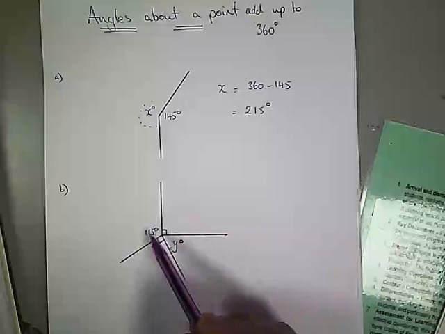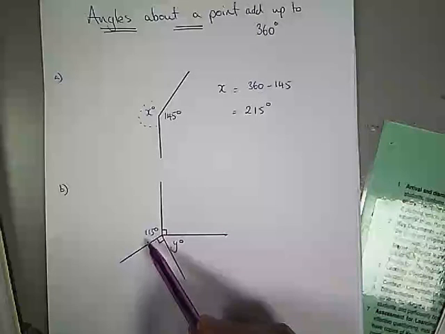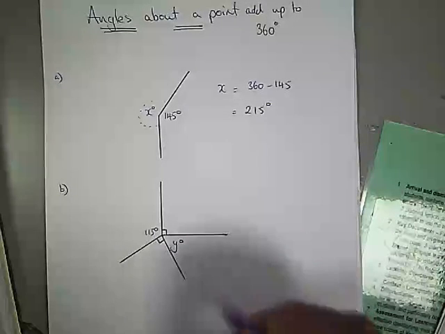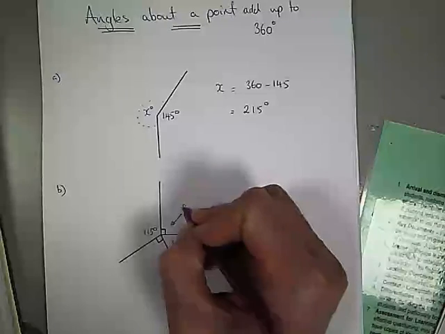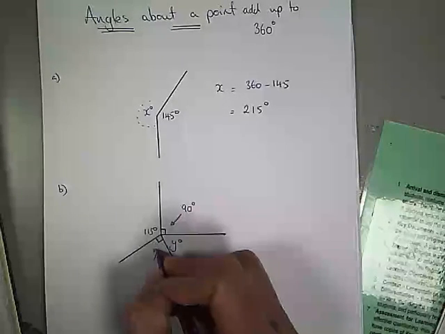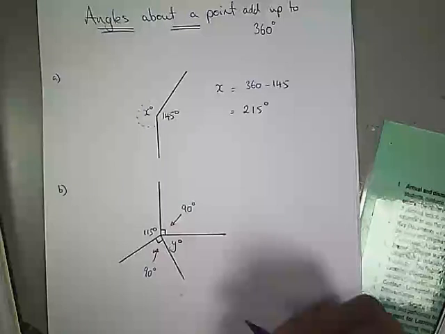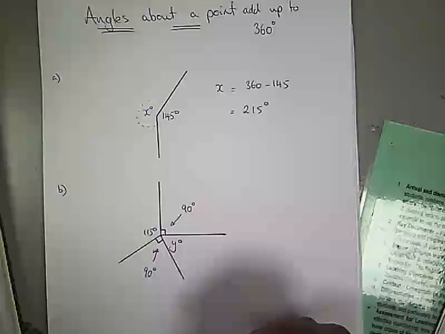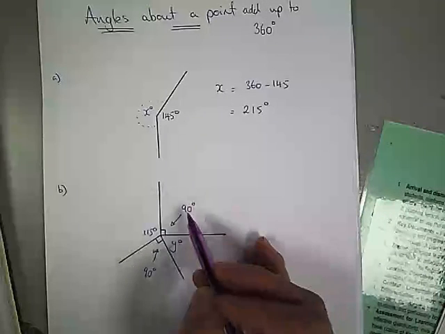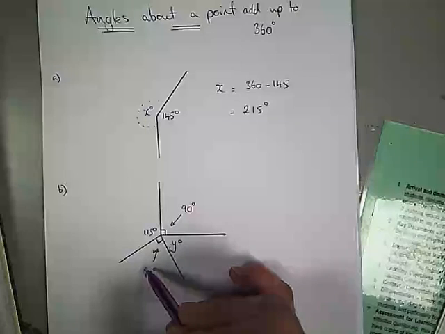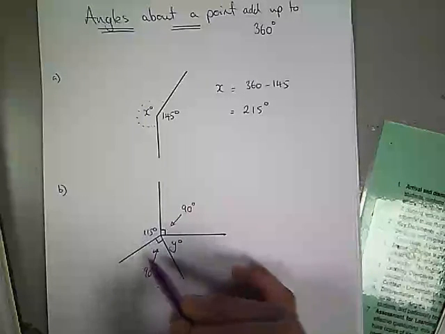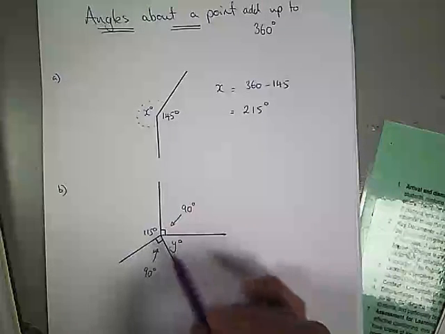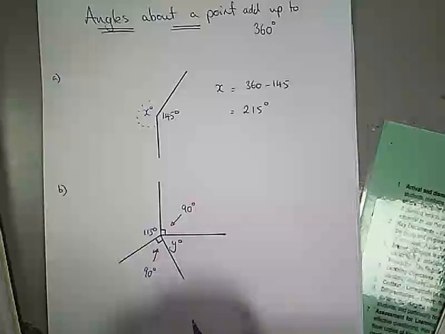They've told me this angle is 115 degrees. They told me this is a right angle and this is a right angle. Now what we know about angles is a right angle is equal to 90 degrees. So I can use that fact. I've got 1, 2, 3 angles and I just need to find the fourth. So I'm going to add up the three angles I've got, and then because I know angles about a point add up to 360, I'm going to subtract the first calculation from 360, and that will give me my answer for Y.